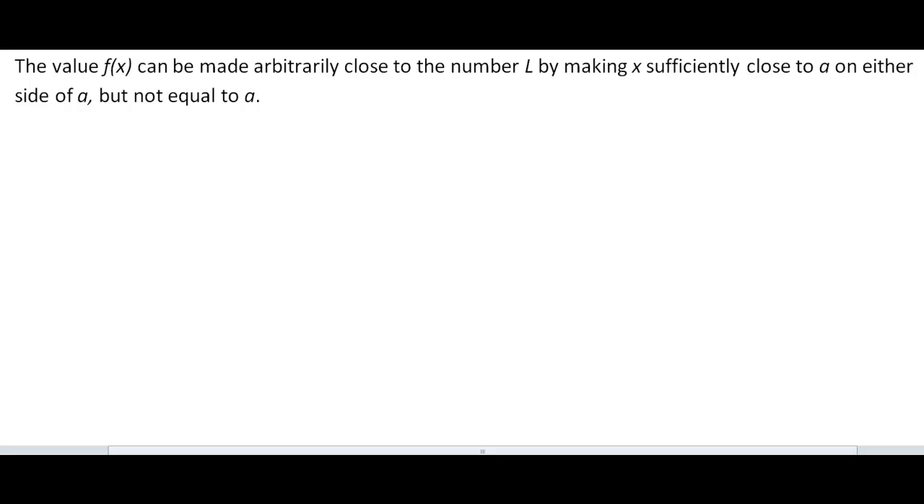A couple of comments about the value of notation or symbols. You're already familiar with this definition of f of x having a limit of L as x approaches a. This is the exact wording that we've been using, and this is a lot of words.